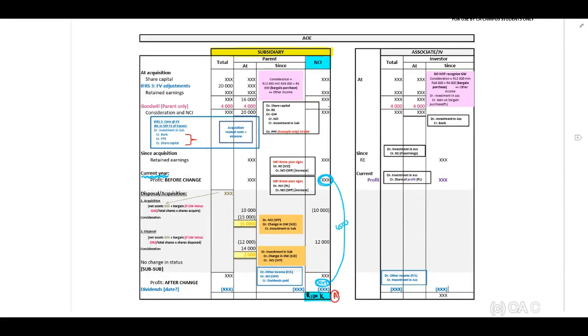Remember, we are only looking at the subsidiary. Our analysis of owner's equity will divide into 3 sections. You will remember 1, our at acquisition section, 2, our since acquisition section, and 3, our current year. Now, when we refer to our at acquisition section, you need to remember, guys, your IFRS 3 rules. Now, what are our IFRS 3 rules? The main principle of IFRS 3.